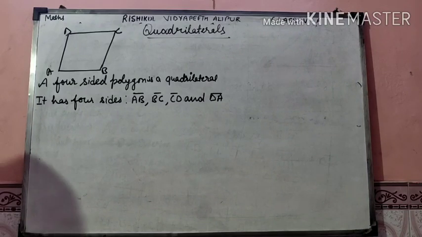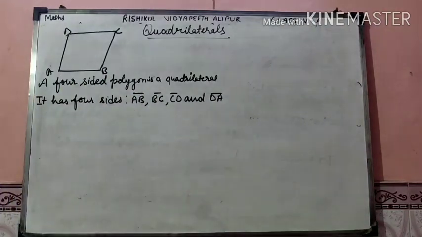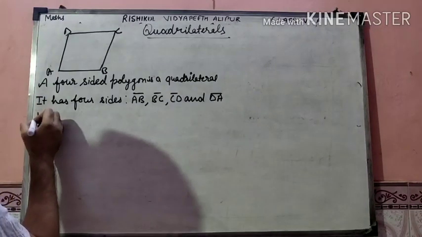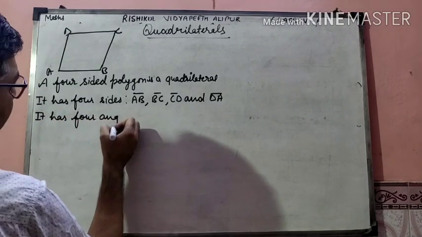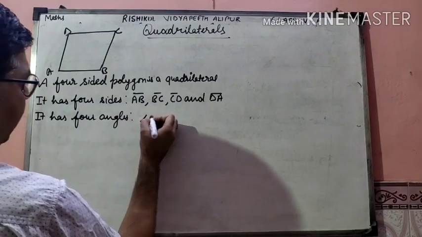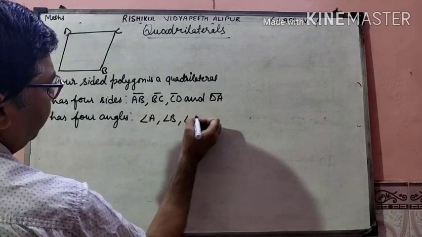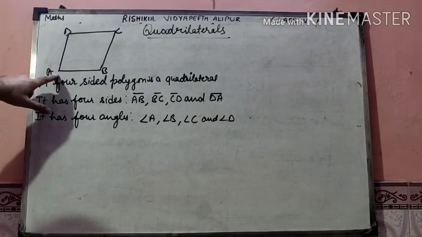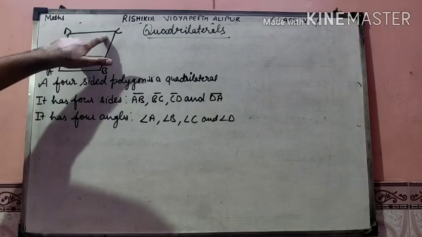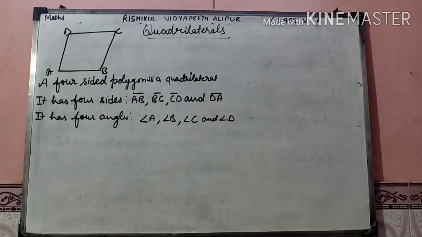How many sides does it have? It has four sides: AB, BC, CD and DA. How many angles? It has four angles. Can you name them? Angle A, angle B, angle C and angle D. Any confusion, students? No? Okay.